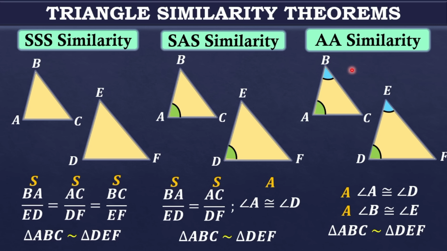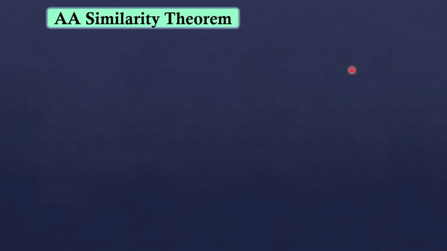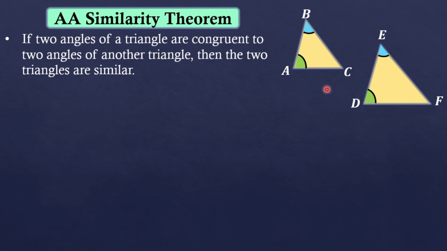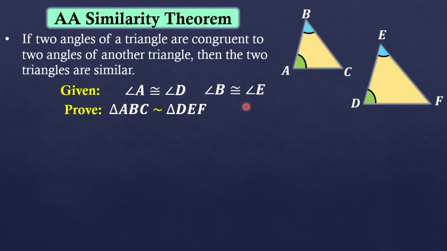Let's talk about the AA Similarity Theorem. So, pag sinabi nating AA Similarity Theorem, if two angles of a triangle are congruent to two angles of another triangle, then the two triangles are similar. So, let us prove the given theorem. So, ito po siya. So, meron tayong dalawang triangles na kung saan yung dalawang angles ng first triangle mo is congruent to the two angles of another triangle. So, let us prove that triangle ABC is similar to triangle DEF.